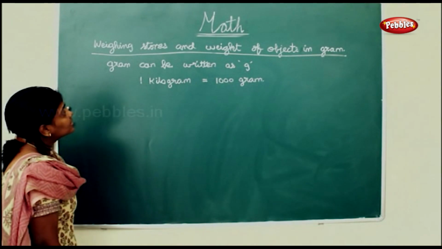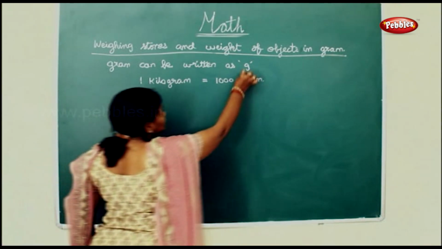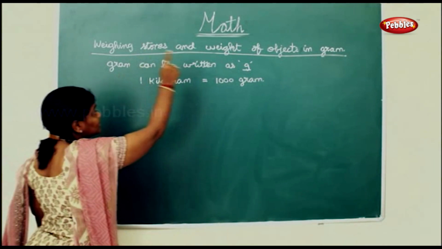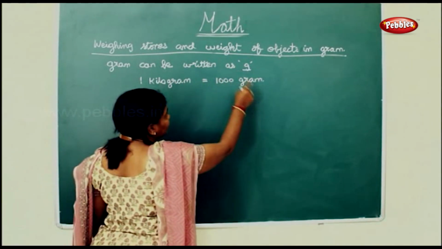Now, weighing stones and weight of objects in grams. Gram can be written as g. Kilogram, we write it as kg. 1 kilogram is equal to 1000 grams.